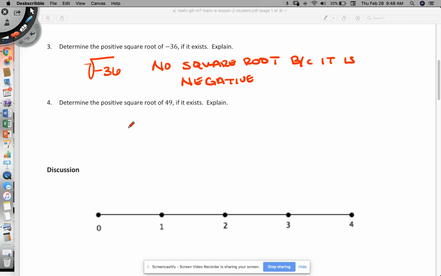Number 4, determine the positive of 49. So I'm going to let you do number 4 on your own. Now down below here, we have a number line. And we're going to write the square roots of these. So what's the square root of 1? It's actually root 1. To get the answer of 2, that would be the square root of 4. To get the answer of 3, that's the square root of 9. And to get the answer of 4, that's the square root of 16. All right, so that's just using a number line just so you can kind of see that all worked out.